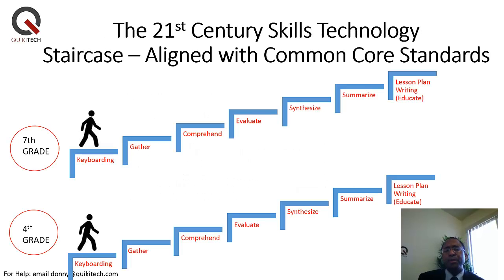So I just want to present this particular graphic. At 4th grade, they should be able to type 1 page, your students. By 7th grade, actually at the end of 6th grade, they should be able to type 3 pages. And so the Common Core standards bring technology into our instruction in a methodical way.